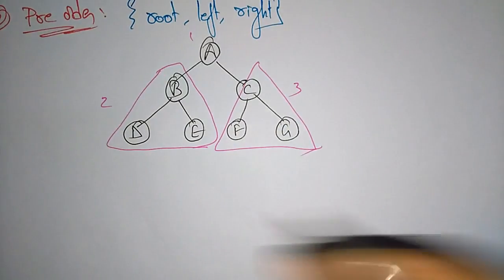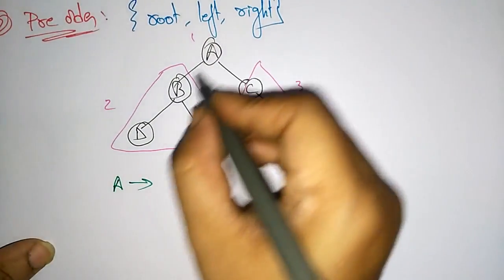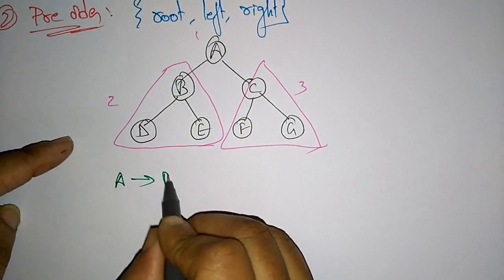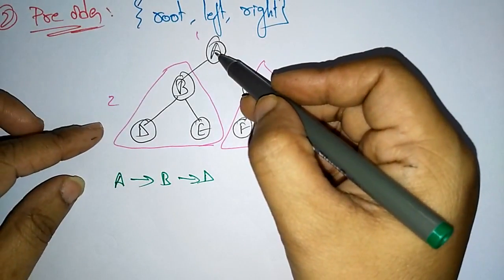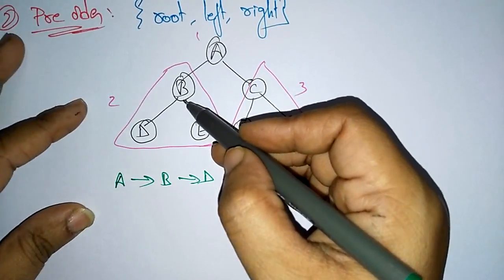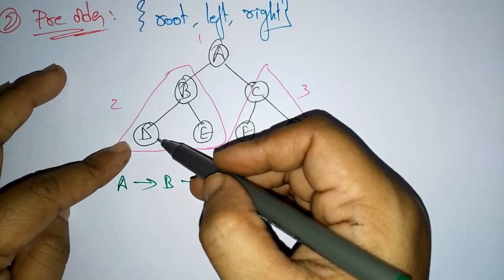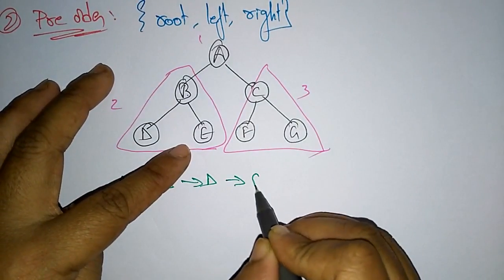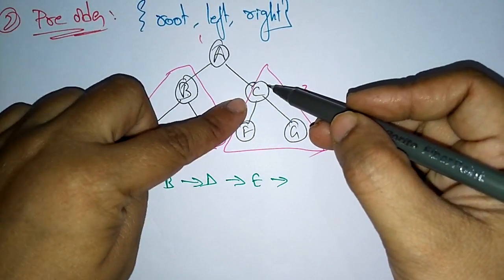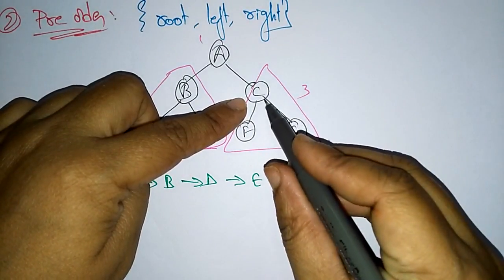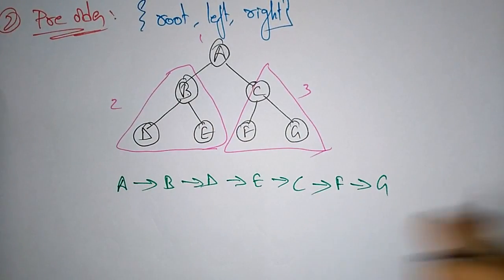Okay, so then what is the path? First it has to visit the root node. A is the root node. After that it comes to the left. The left is B. Again for the left is D. So first enter the root node, then coming to the left. In the left again, this is the root node, so enter this root and coming to the left. This is D. After left, it has to visit the right. Now coming to this side, C is the root node. So first enter C. After root, it should be left, F. After that, right. So this is the path of the preorder.